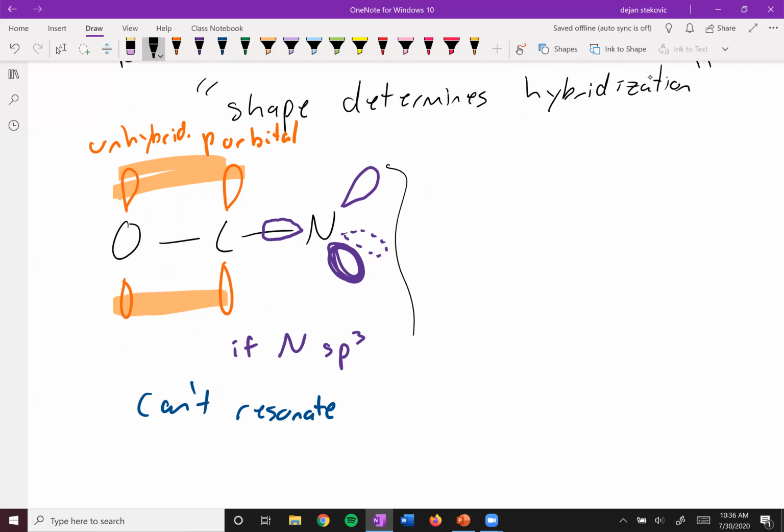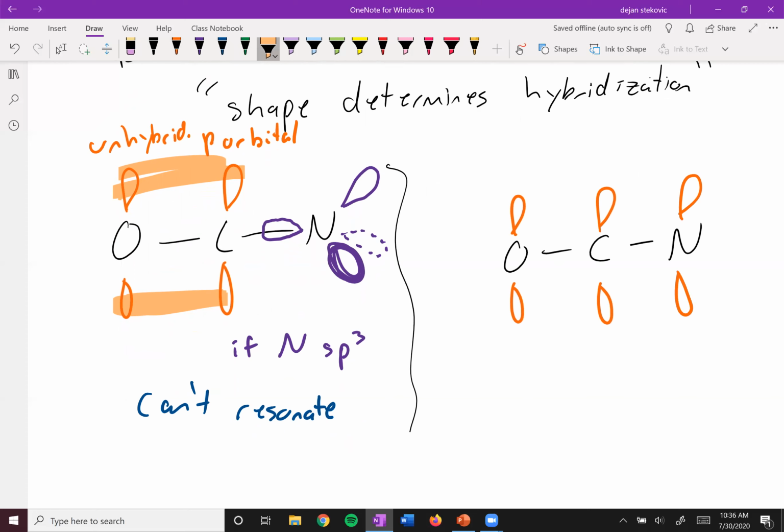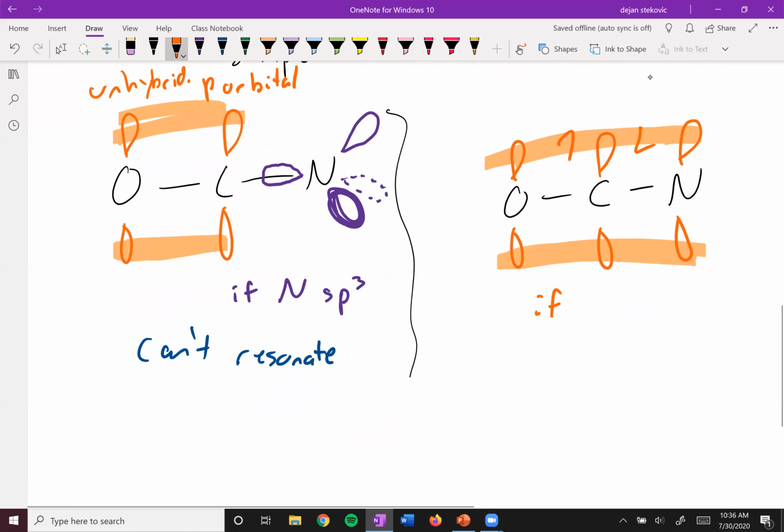However, if we take a look at the other scenario, if the nitrogen is sp2, right, we have all of our sigma bonds, and then we have our unhybridized p orbitals. In this case, now this nitrogen has one, and now we can see we get this complete conjugation. We get this delocalization of these two electrons, right? So if your nitrogen is sp2, it can participate in resonance.